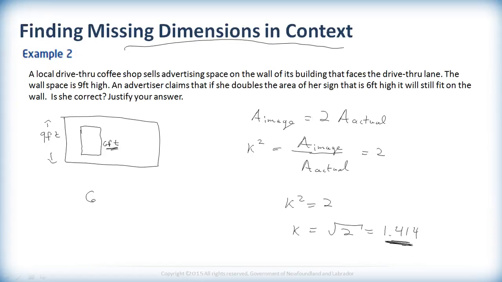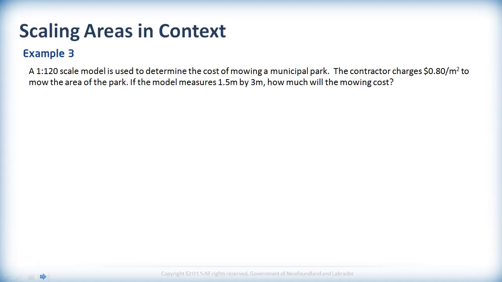So if I take my 6 feet, which was the old height, and I multiply that by 1.414, well, I'm not going to get 12 feet. 6 times 1.414 is only 8.484. So I'm going to say it's about 8.5 feet. What? It sure is, and not only that, but it will fit on your 9-foot wall. Very clever lady, this advertiser. Example 3.